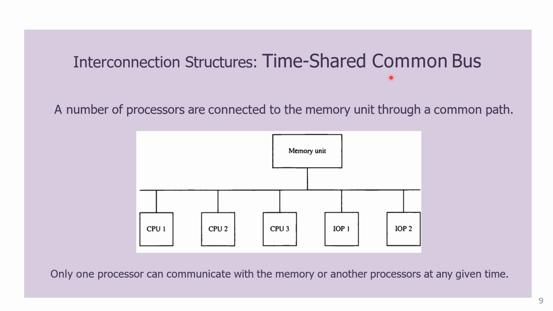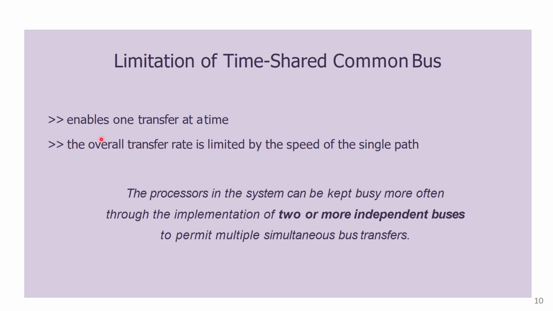In a time shared common bus, there is a single memory unit which is shared by multiple CPUs and IOPs. So different processors, whether IOP or CPU, are all sharing a single memory unit. Only one unit can send a message to the memory unit or to each other at one time. No multiple communication can be done. So these are the limitations. It enables one transfer at a time, and the overall transfer rate is limited by the speed of a single path.